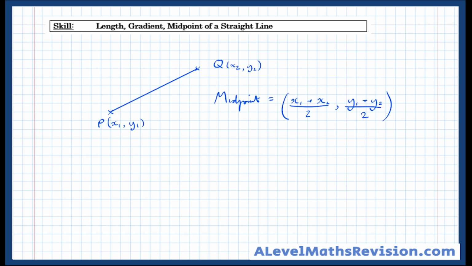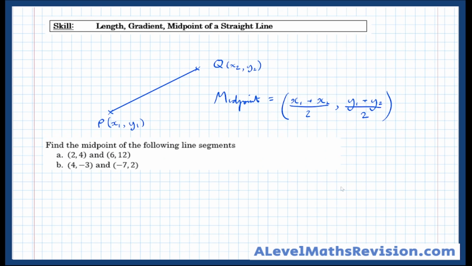Now, the most common mistake is for students to subtract here. Don't subtract. Remember that formula: the midpoint is the average of the x-coordinates, the average of the y-coordinates. So let's do a few examples. And here's the examples here.